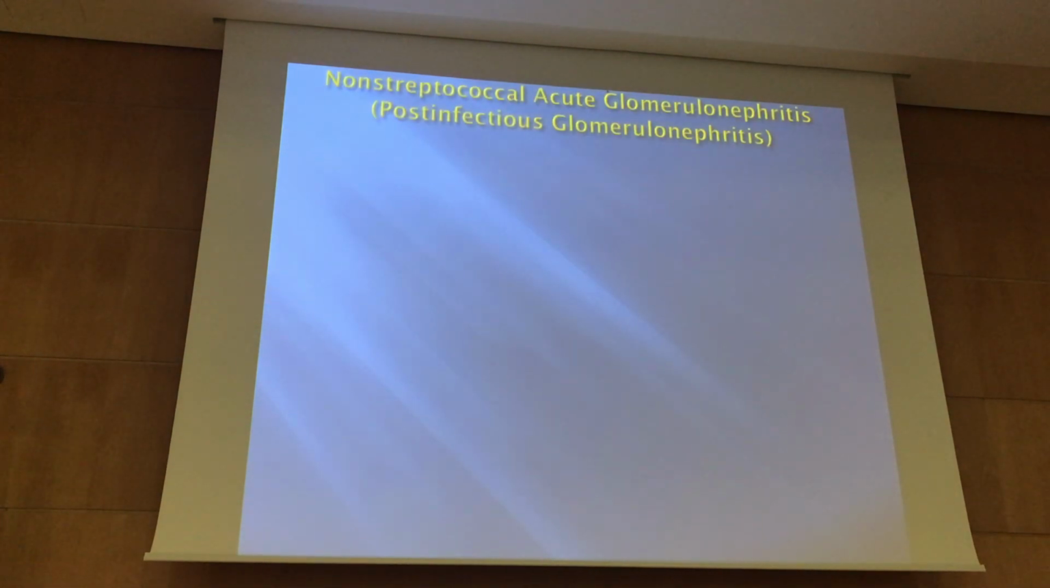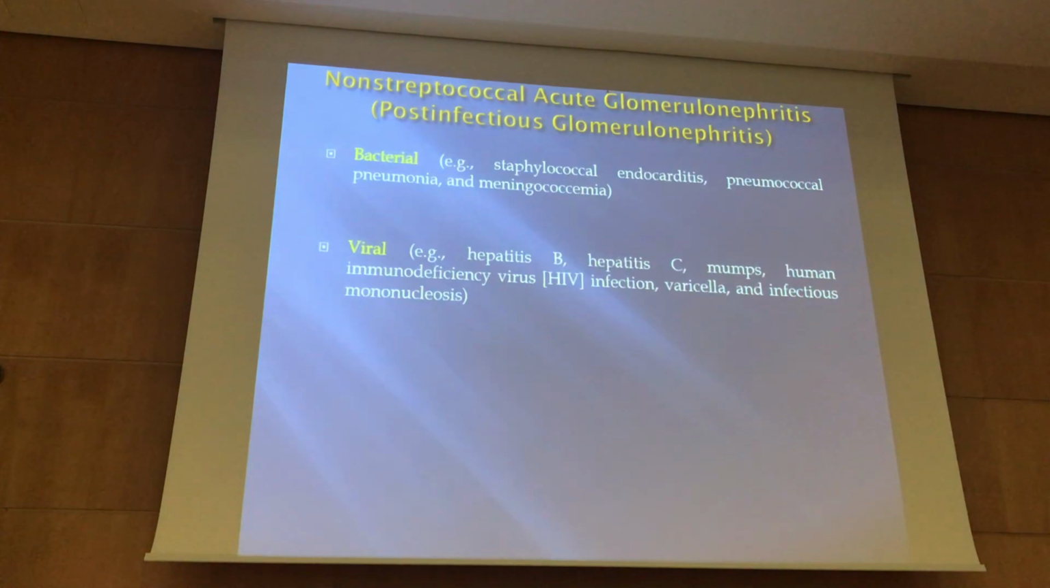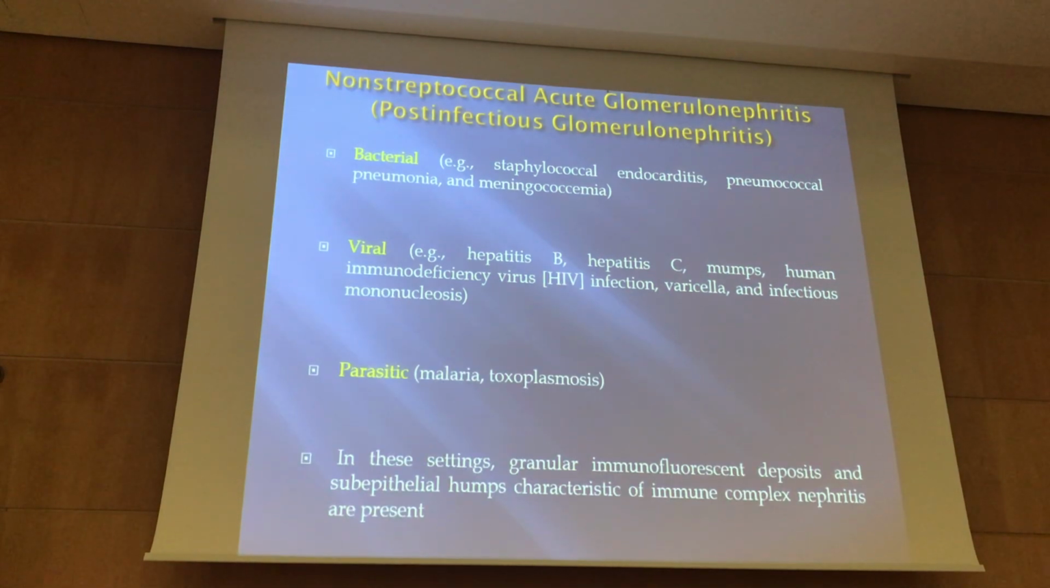There are some other infections like bacteria, like Staphylococcus endocarditis, pneumococcal pneumonia, or meningococcemia. They cause almost the same thing. Viral like hepatitis B, hepatitis C, mumps, HIV, varicella, or infectious mononucleosis. Or we have parasites like malaria or toxoplasma. In these settings, the granular immunofluorescence deposits and subepithelial humps characteristic of immune complex nephritis are present.